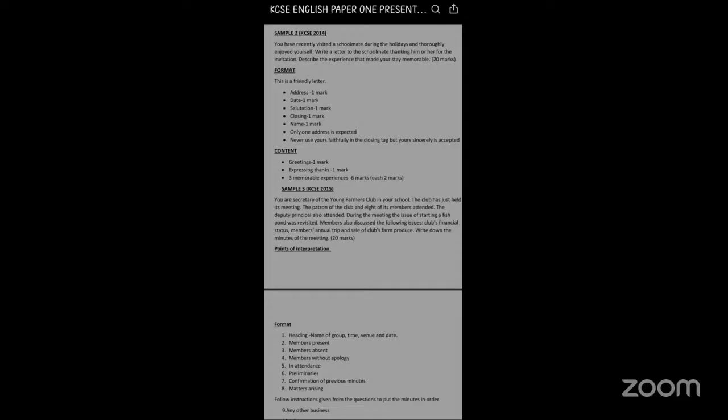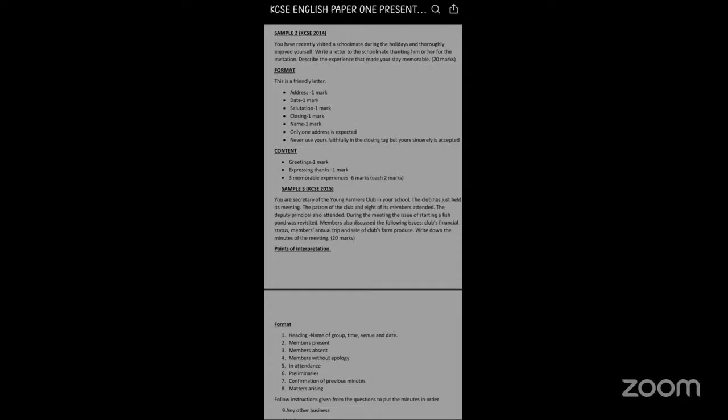KCSE. The year is 2014. And it says, you have recently visited a schoolmate during the holiday and thoroughly enjoyed yourself. Write a letter to the schoolmate thanking him or her for the invitation. Describe the experience that made your stay memorable, and it's 20 marks. Format: this is a friendly letter.